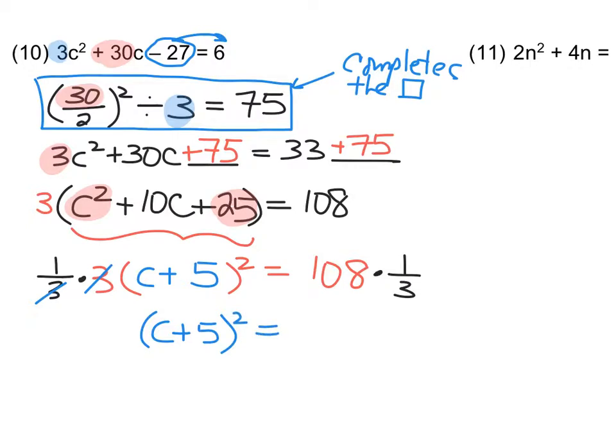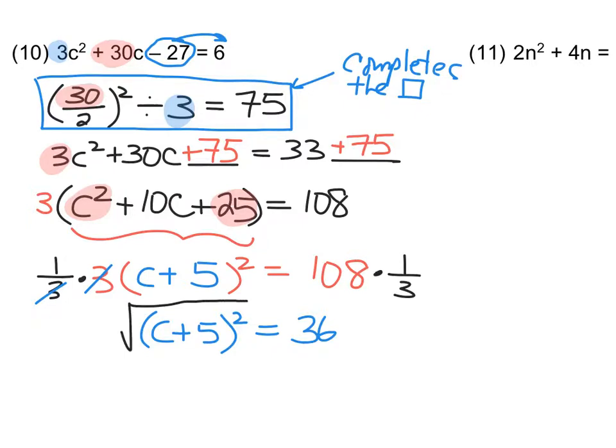And what is 108 times 1/3, or the same thing as 108 divided by 3? 36. All right. The whole point behind this process is to get us to this step where we have a binomial raised to a power of 2. If you've done this right, when you take the square root, that power of 2 should cancel away.